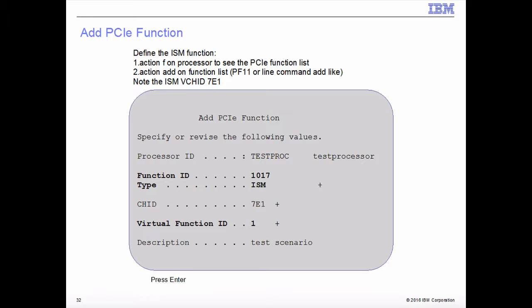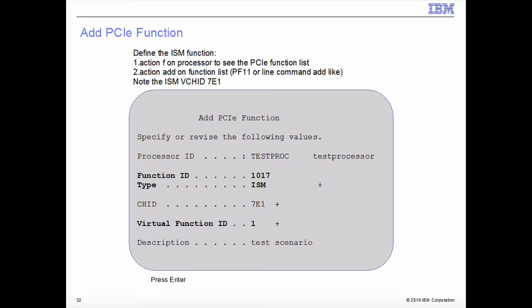I'm going to define a virtual CHID as 7EZ1. That's a reserved range for both IQD and ISM. I'll start with 1 for virtual functions, and I'll just have a description of it there in terms of what processor this is associated with. Now I'll hit enter on that, so now I have 1017 defined.